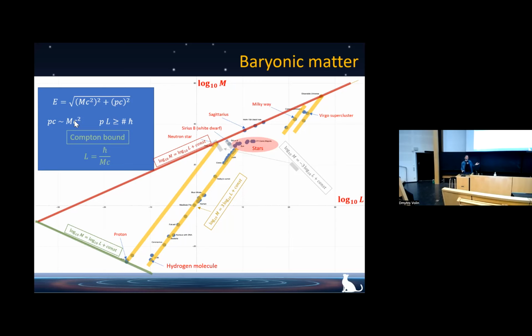This limit is a balance between the Heisenberg uncertainty principle and Einstein's energy. It's called the Compton bound. So you just set these equal, the Heisenberg uncertainty and the energy, and compute. In this case, size and mass are inversely proportional. For black holes, they are proportional, and here they're inversely proportional, so the slope is in the negative direction.